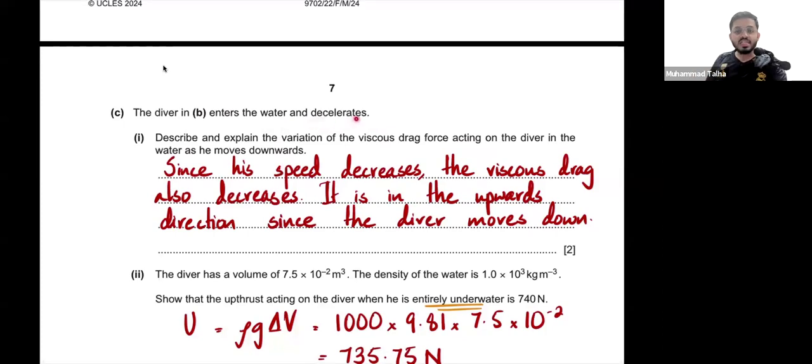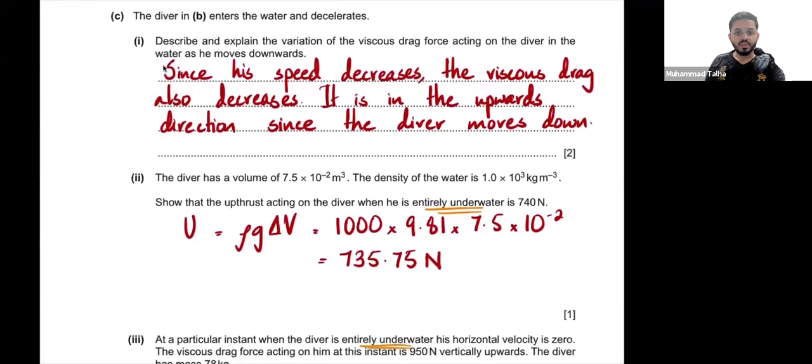So since he is decelerating, his speed is decreasing. And because his speed is decreasing, the viscous drag would also decrease. What I've written here, this is just supplementary stuff, but you don't really need to talk about this. Just this first line is enough.